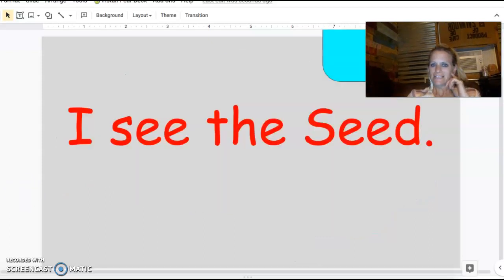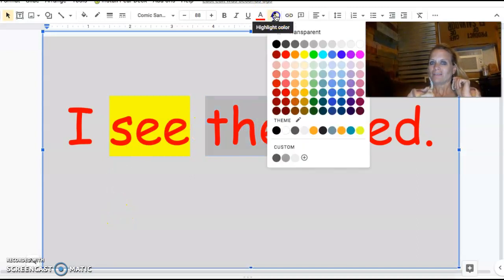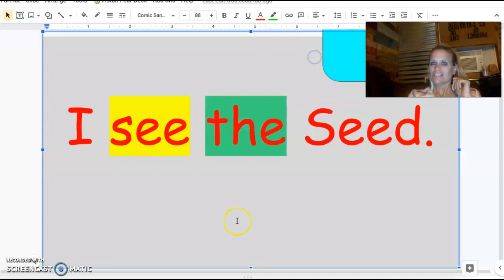So let's read this sentence together. I see the seed. Here is the word see. S-E-E. Let's highlight that word for us. That is the word see. And this was the word the. T-H-E. I see the seed.